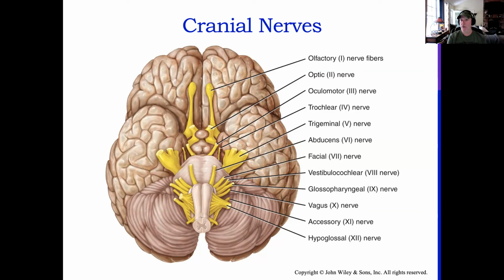For our test, you're going to be responsible for naming the nerve. So if I give you the number, you got to tell me the name of the nerve. Or if I give you the name of the nerve, you might tell me the number of the nerve. But you're also responsible for the functions of those nerves. Okay, that's primarily where I'm going to be testing you for the cranial nerves.